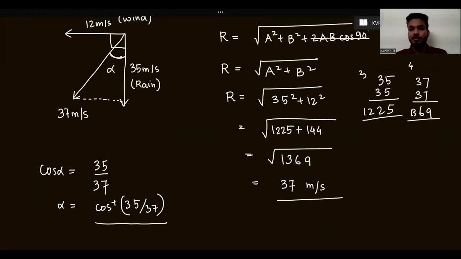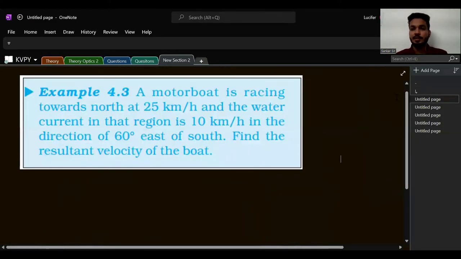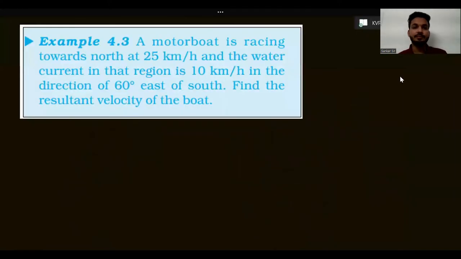Okay, so let's go to the next question then. Pretty easy stuff. Okay, let's do this one. A motorboat is racing towards north at 25 kilometers per hour, and the water current in that region is 10 kilometers per hour in the direction of 60 degree east of south.